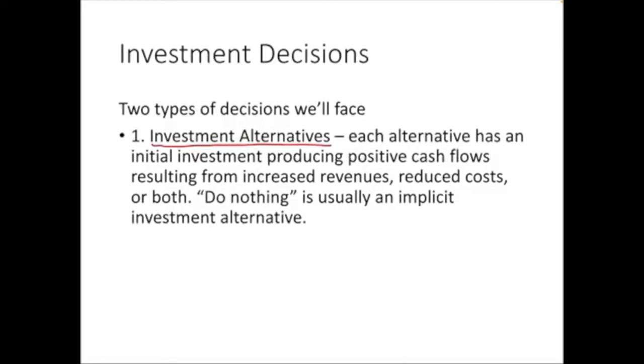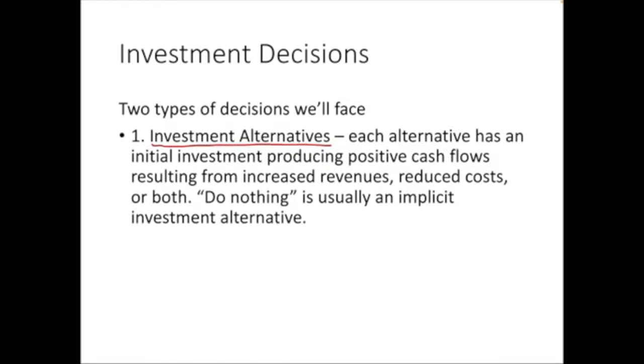For example, you want to buy equipment, so that equipment can produce something, then you can sell, and then you can get revenue and a profit. So you need to spend some money at the beginning. And those investments can produce positive cash flows resulting from increased revenues, right? You sell the product, or come from the reduced costs, right? Like the energy saving equipment that will cost less energy, so you can save some energy cost. That's also kind of positive cash flows, or both.